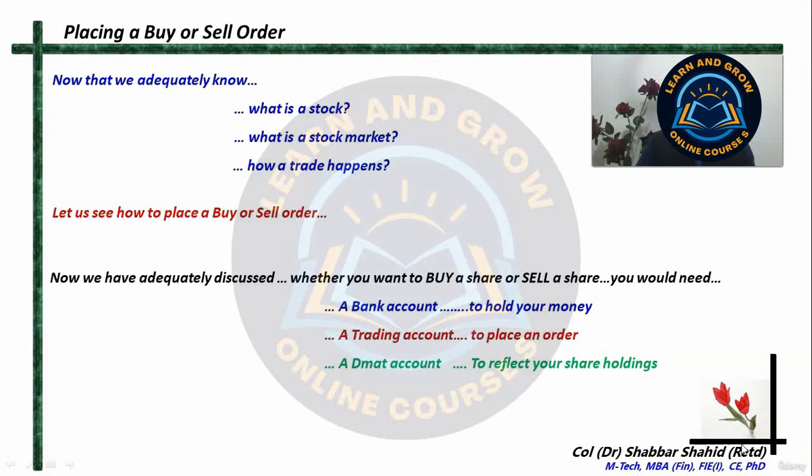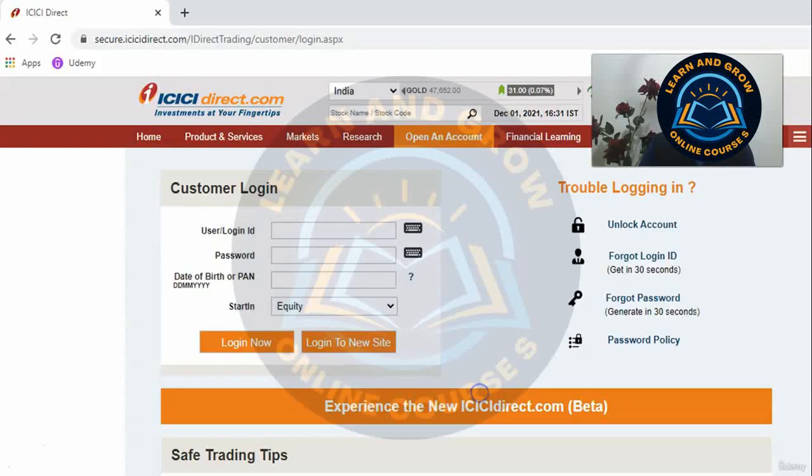But before that, we have adequately discussed that whether you want to buy shares or you want to sell them, what you need is basically these three things: a bank account to hold your money, a trading account to place an order or to trade or connect with the exchange, and a demat account to reflect your shareholdings. All right. And I have also told you that it is preferable if you have a 3-in-1 account for a seamless transaction. So now what we do is we will log into my trading account.